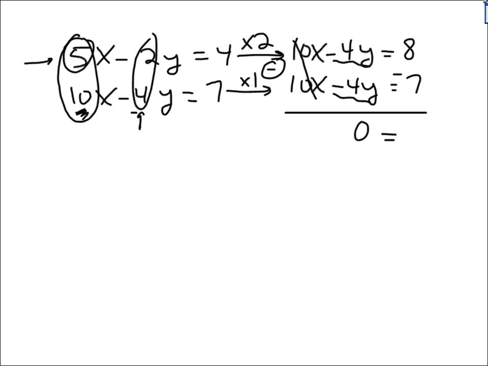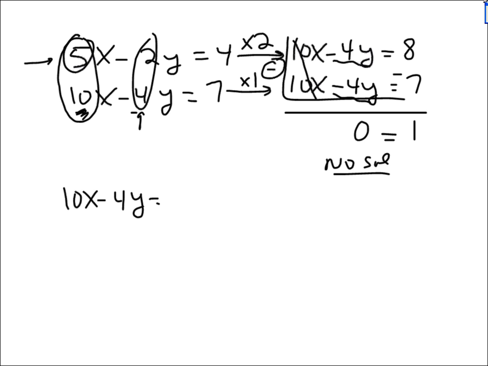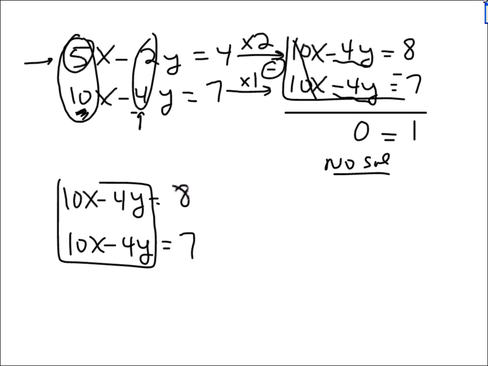But when I subtract the right side, I get 1. 0 doesn't equal 1. There is no solution. The two lines are parallel. And it kind of makes sense. When I look over here, I have on one hand that equals 8, and on the other hand, the same exact left side equals 7. How can this, they're the same, I can call it one thing, how can it equal both 8 and 7?